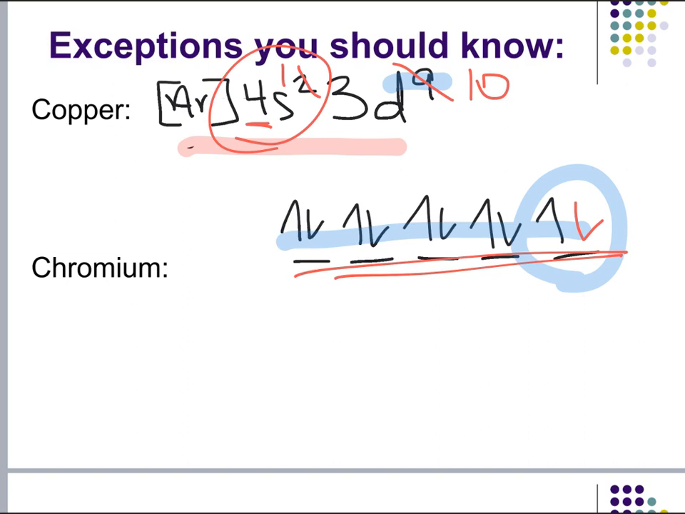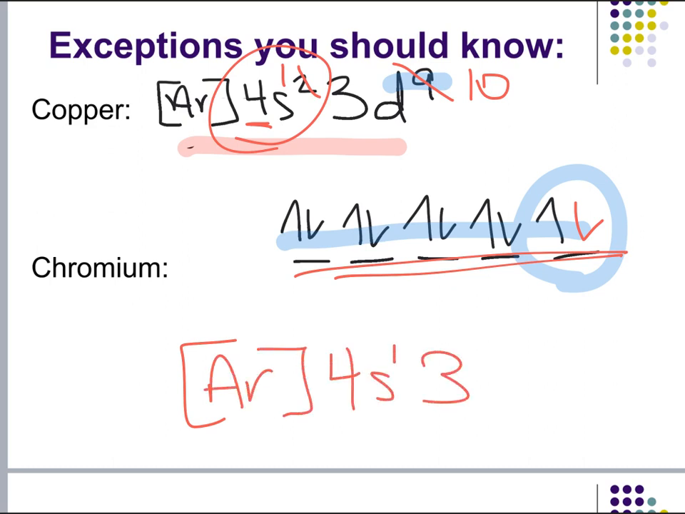So the final configuration, the proper configuration for copper, would start with argon, but we would actually have 4s1, 3d10. And if it were the copper ion, it would just have argon 3d10.